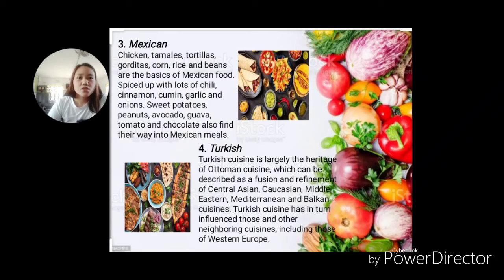Mexican. Chicken, tortillas, gorditas, corn, rice, and beans are the basics of Mexican food. Spice up with lots of chili, cinnamon, cumin, garlic, and onion. Sweet potatoes, peanuts, avocado, guava, tomatoes, and chocolate also find their way into Mexican meals.